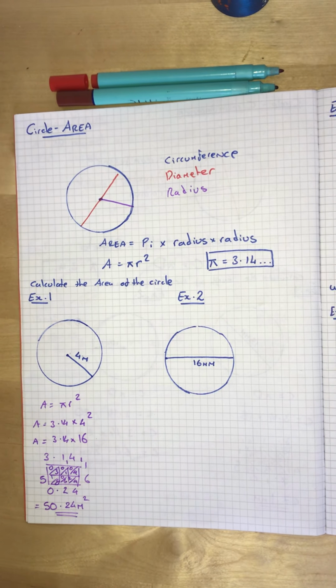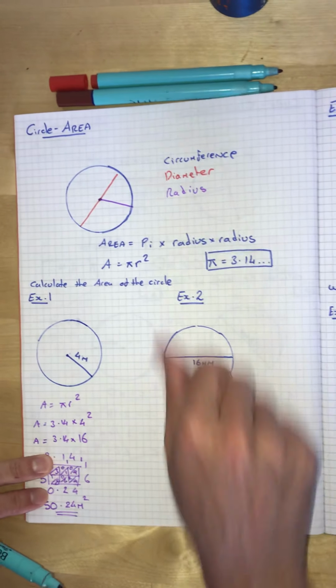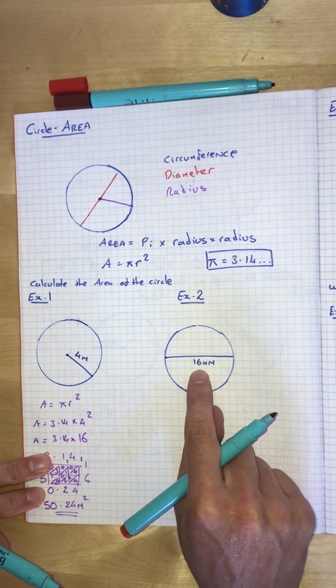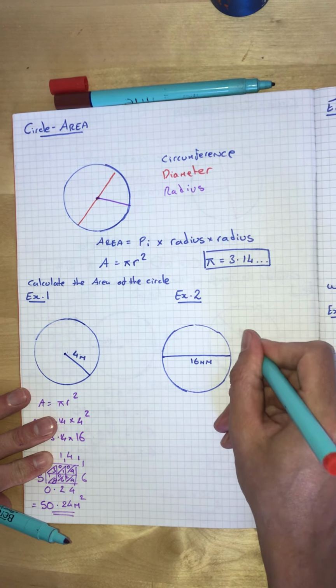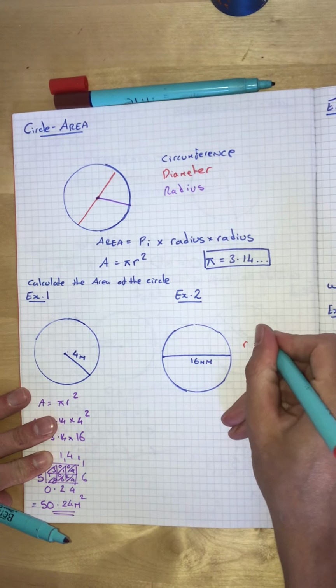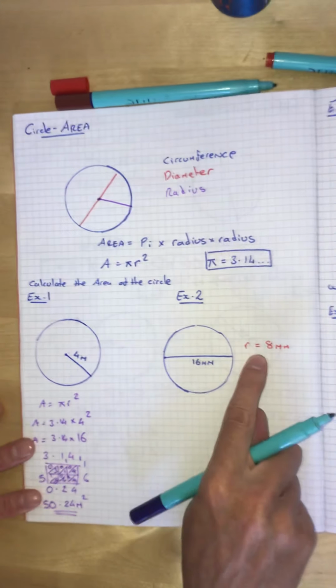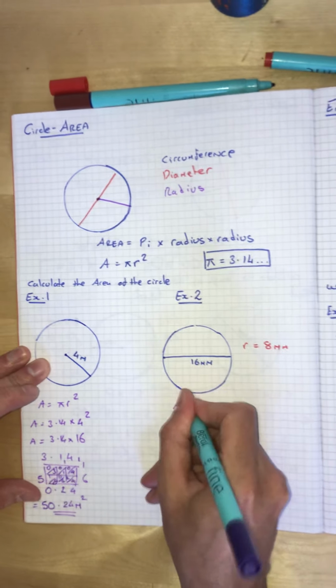Okay, example 2. What you should hopefully notice is I have not given you the radius. However, I've given you the diameter, which is 16 millimeters. If we know the diameter, that means we can find out the radius. So the radius will be half of that, which is 8 millimeters. So we're going to be using 8 in the equation rather than 16. So we write out the equation.